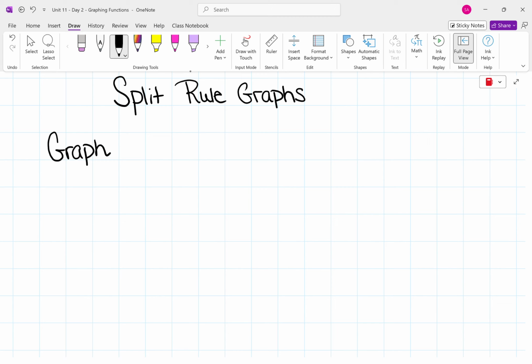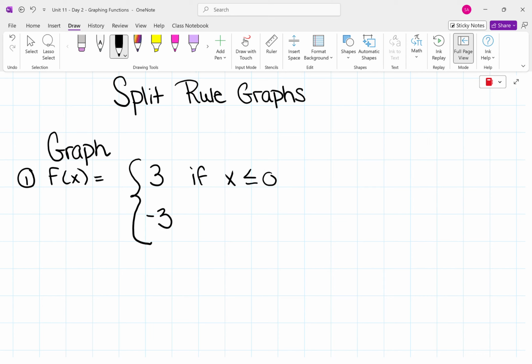So I want us to start off, I want us to graph f of x is equal to 3 if x is less than or equal to 0, -3 if x is greater than 0.